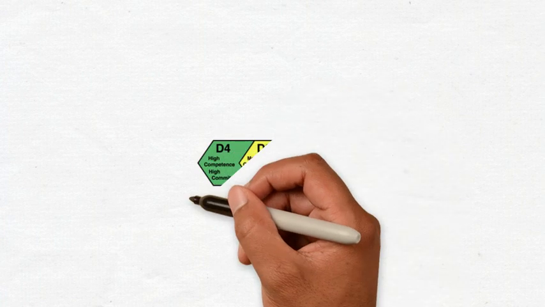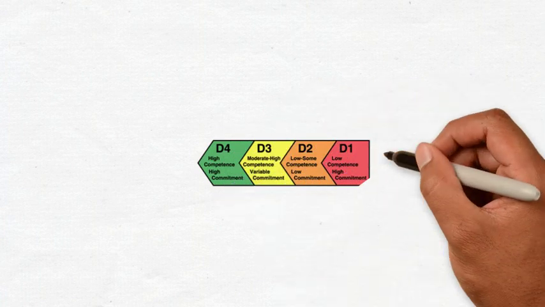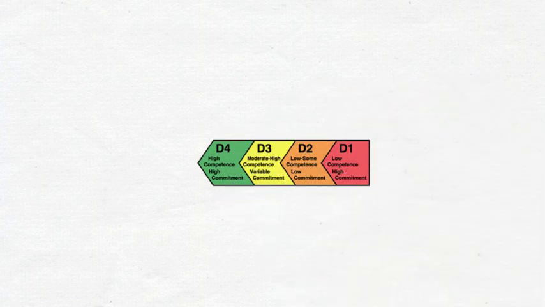So let's take a look at the 4 development levels. It is important to understand that even though one can develop from D1 to D2, D3 and finally D4, it is also possible that an employee starts at D2, D3 or D4, or skips one of the steps in the process. This all depends on the employee's past experiences and his or her ability to learn.